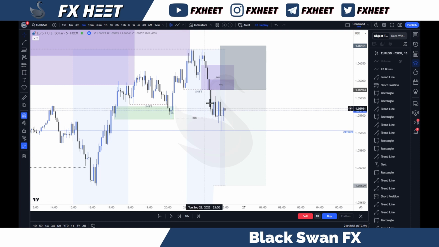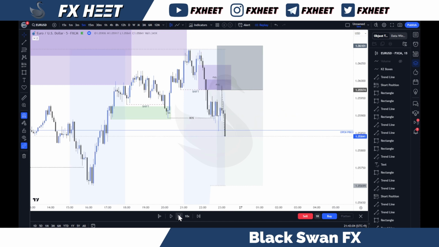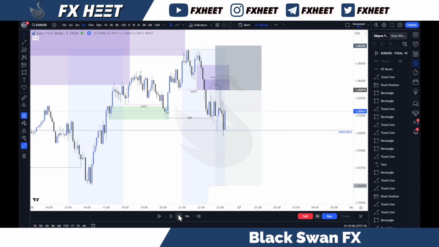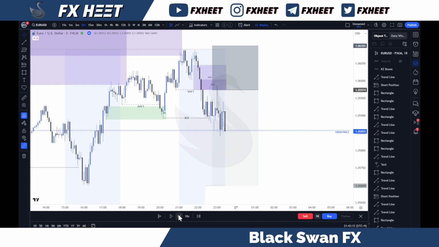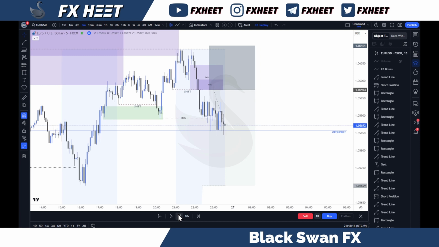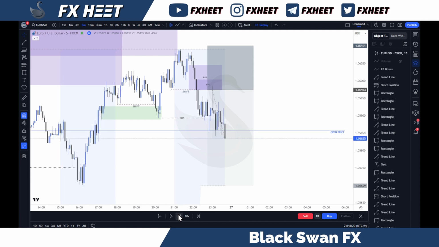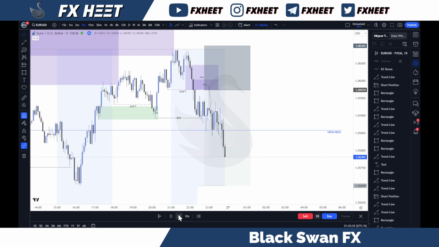It tapped in and came right back down. Wow. Ooh, nice push. Pull back. What are you gonna do? Okay, it looks like we're getting continuation now. More messy price action. Okay, now it broke the lows. Should start to continue now.